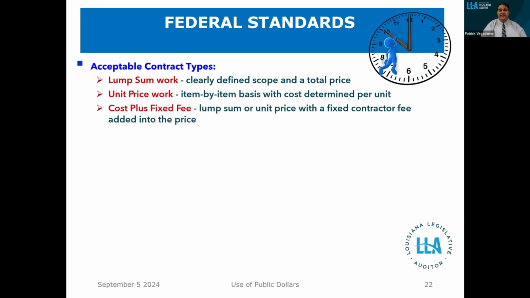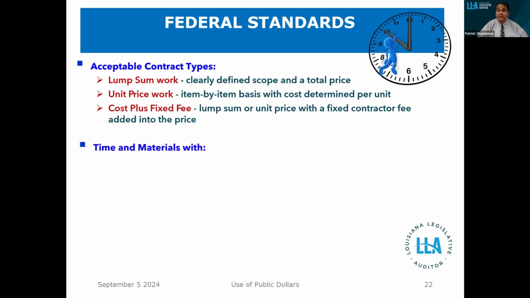Cost plus a fixed fee. So lump sum or unit prices with a fixed contractor fee can be allowable, so that I'm going to charge you X and then I'm going to charge you a cost of, say, $2,000 for this fee. That can be allowable because it's all up front.